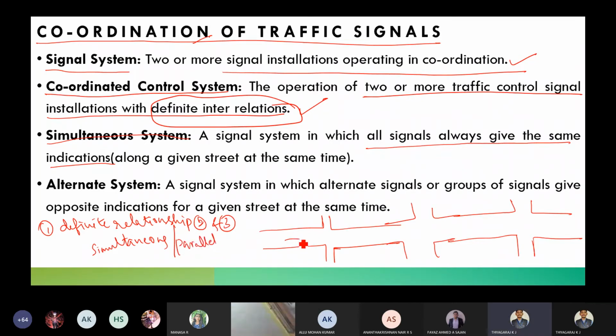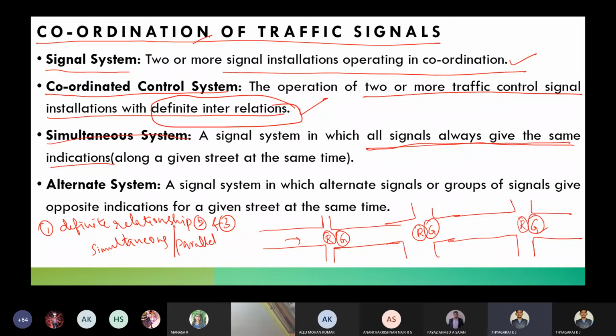So you will be moving here. Here the road is indicated in this direction with red color. In this junction also it will be indicated as red only, and in this road also it will be indicated as red only. So a signal system in which all signals always give the same indication. If it is red, the other two signals will also be indicating red only. If it is green, all three signals will be indicating green only. Is it clear? Understood this one?